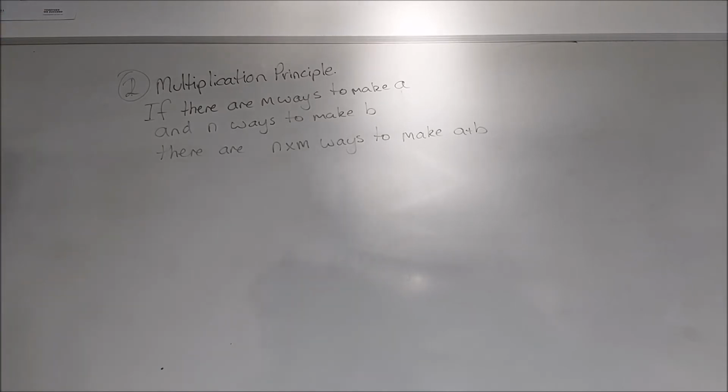So you've got 2 sets of things. You want to know how many different ways you can combine them. You don't add them, you don't divide them, you don't subtract them, you don't do anything else. You just multiply them. That's all we need.